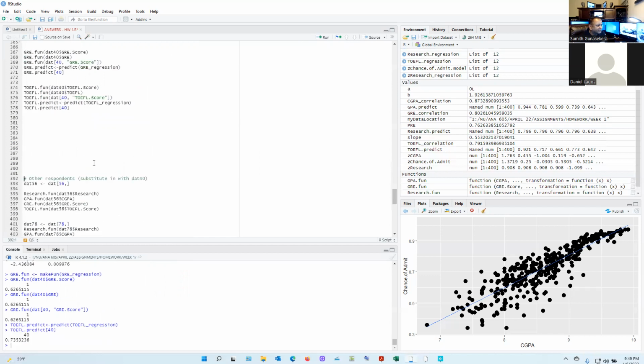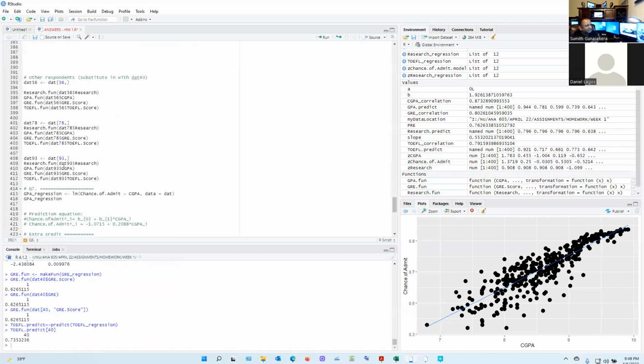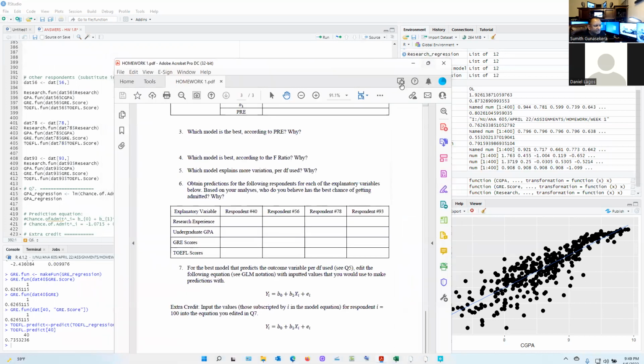Similar fashion, data 56, and you do the same thing for the 56th in a similar fashion. One of the methods, like this, 78%, 93%. Like that.